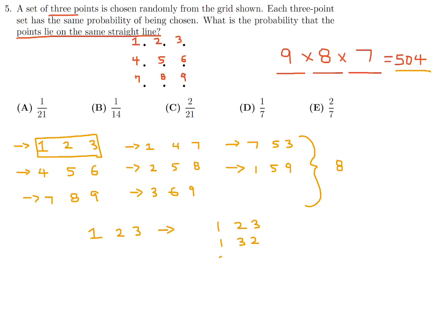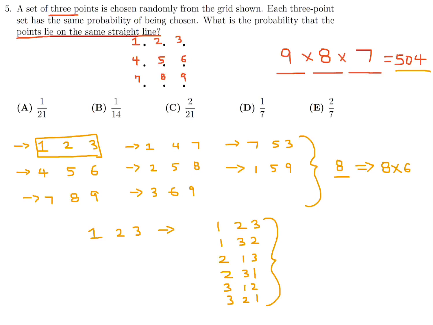Or what if I chose 2 first, and then I chose 1 and 3, or 2, 3, 1, or how about 3, 1, 2, or 3, 2, 1? All of these represent the same 3 numbers. It's just the order is different. And even though the order is different, it doesn't matter. If I take any of these and plot them, it would end up on the same straight line. So each of these 8 really represents 6 each. So the total is 8 times 6.